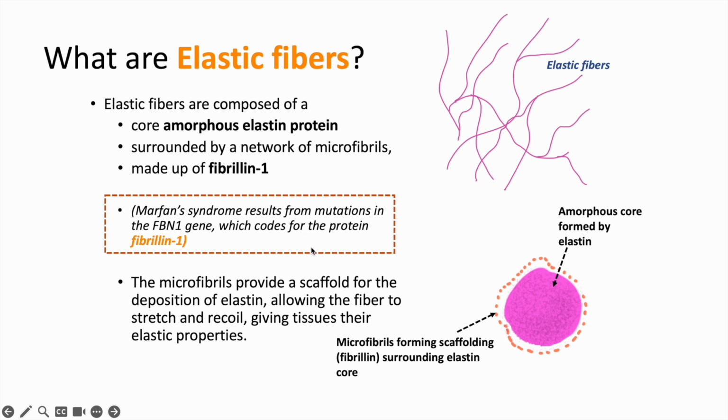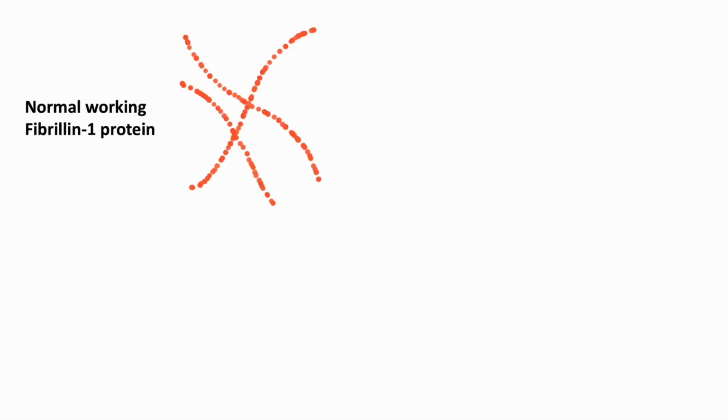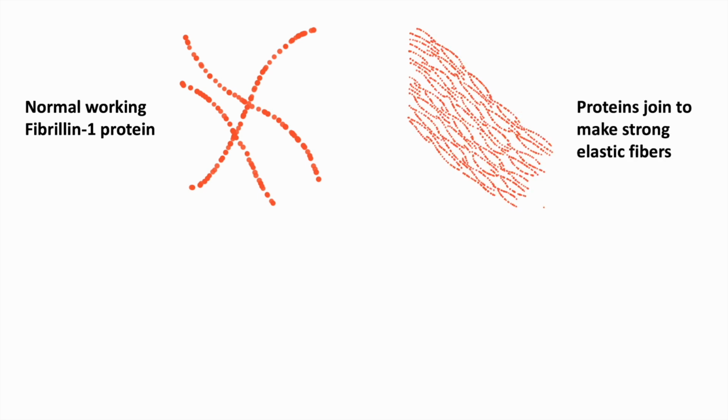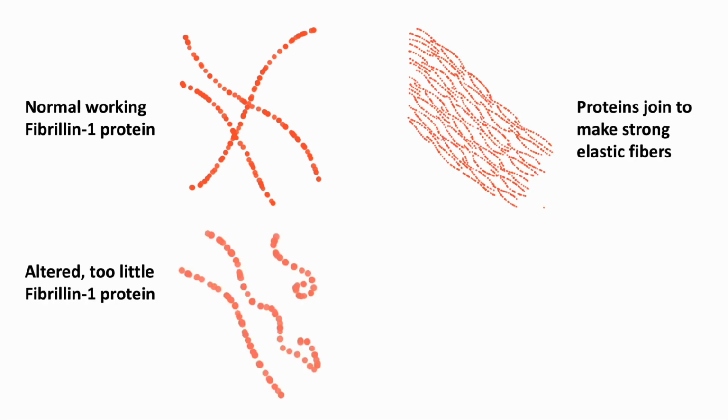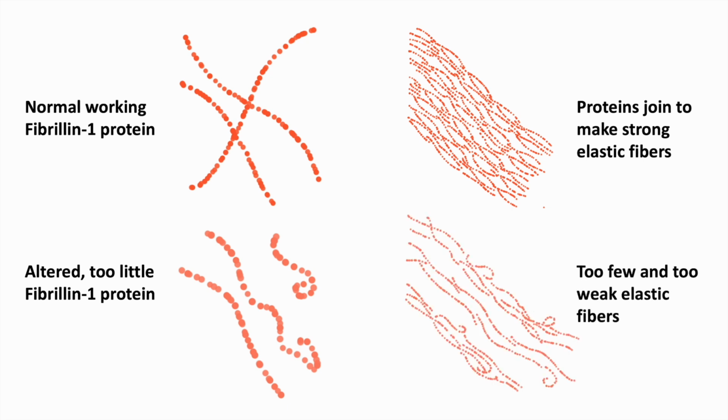Now, what happens in Marfan syndrome? Marfan syndrome is a deformity of this very protein, Fibrillin-1. It's a mutation of Fibrillin-1. So, what will you see? Here you are seeing a normal Fibrillin-1 resulting in strong elastic fibers. Here you are seeing very little or very weak Fibrillin-1 protein resulting in few and weak elastic fibers.